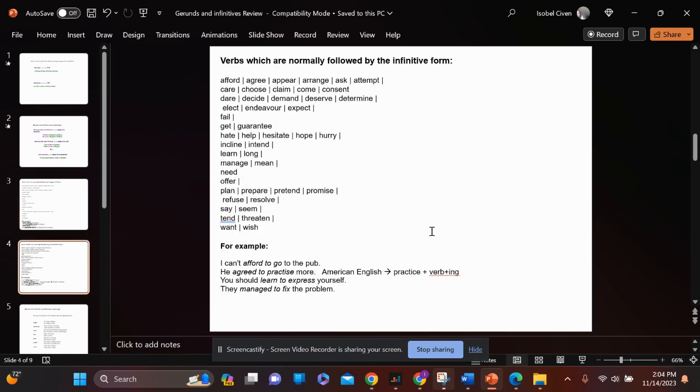And these verbs are normally followed by the infinitive form. For example, I can't afford to go to the pub. He agreed to practice more. So remember that the American version of practice is spelled with C-E. You should learn to express yourself. They managed to fix the problem.